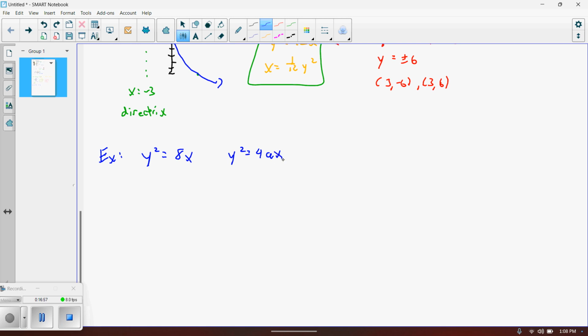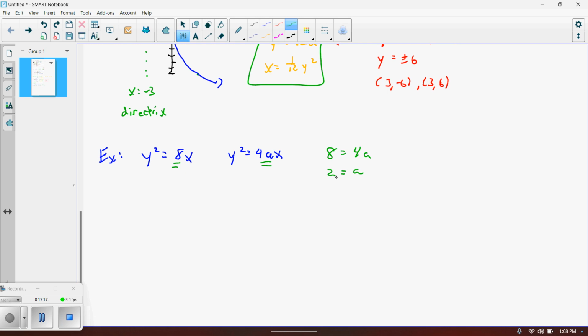Well, the 8 has taken the place of the 4a. So now we have a way to find a. We just simply set 8 equal to 4a, divide both sides by 4, and we get that a equals 2. And remember that a is the distance from the vertex to the focus, so now we have the location of our focus.